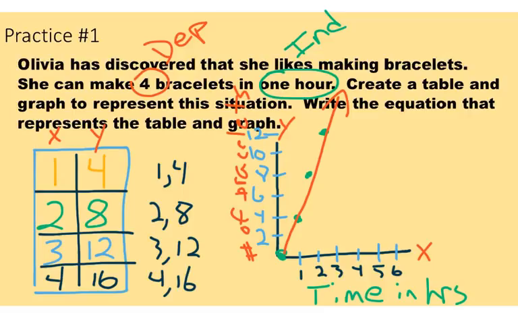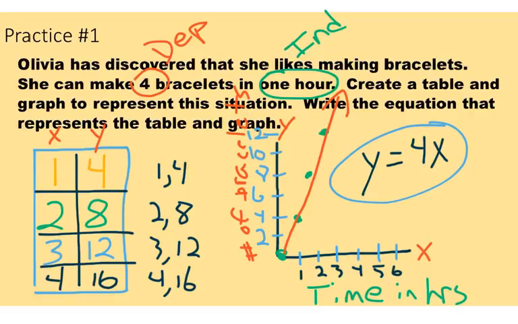Finally, though, I want to put an equation to this. And let's remember the equation. We need to find the coefficient because this is a multiplicative relationship. And the coefficient is what we're multiplying times the independent variable here. So we're multiplying 1 times 4 to get 4, 2 times 4 to get 8. So the relationship is times 4. So our equation then would be y equals 4x.